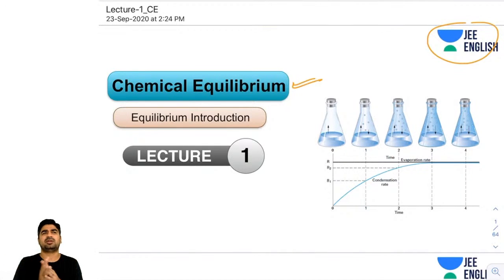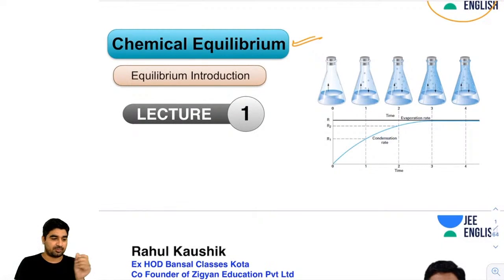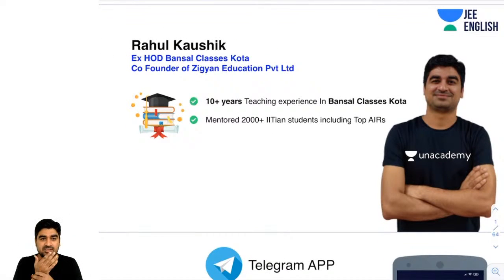What do you mean by equilibrium? And is equilibrium applicable only for chemistry? No, even in our daily life we come across so many situations where we encounter equilibrium. I will discuss each and everything. Chemical equilibrium is a very important topic, and if you want to understand it, you have to visualize it. Visualizing it would be easy because in our daily life we come across many scenarios where equilibrium comes, not exactly chemical equilibrium, but equilibrium.